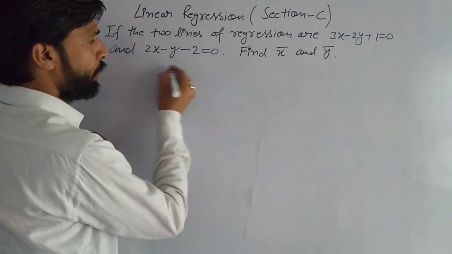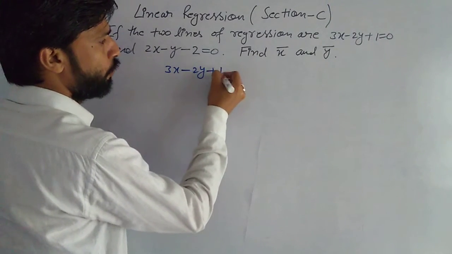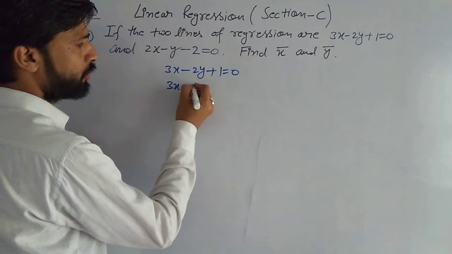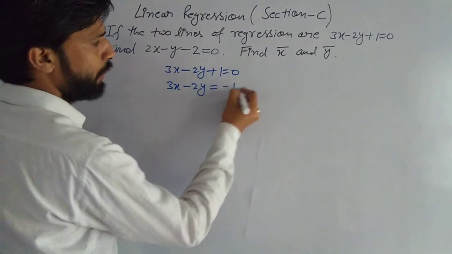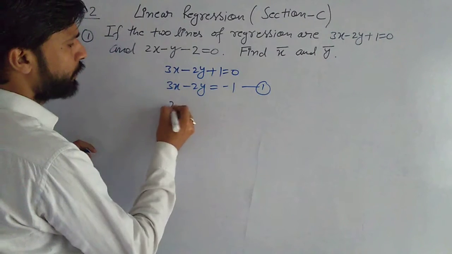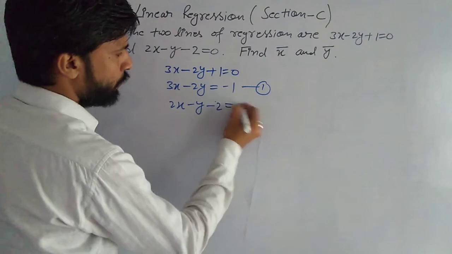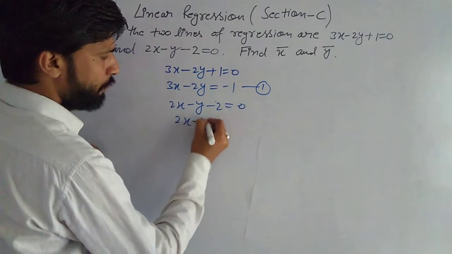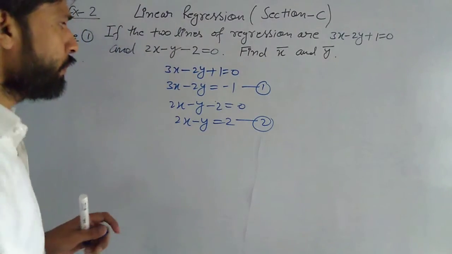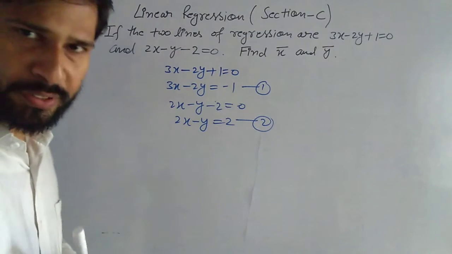Now equation 1 is 3x minus 2y plus 1 is equal to 0. This equation may be written in this form: 3x minus 2y is equal to minus 1. This is equation 1. And equation 2 is 2x minus y minus 2 is equal to 0, which means 2x minus y is equal to 2. This is equation 2. Two lines of regression are represented by equation 1 and equation 2.